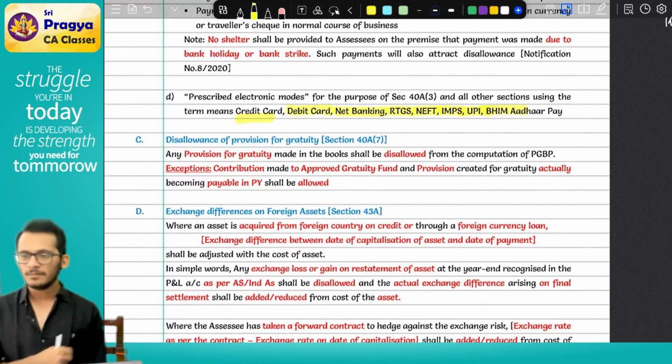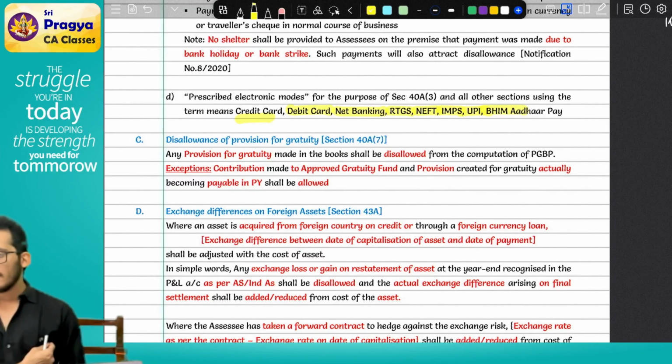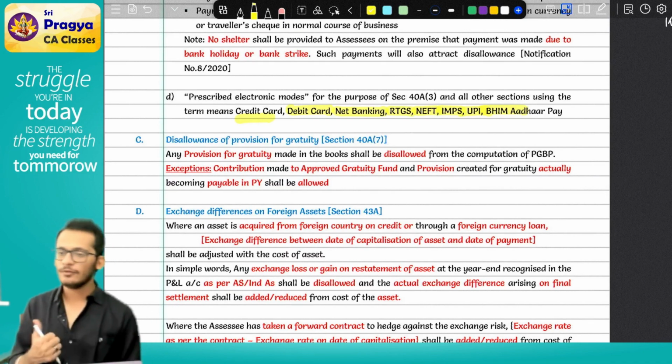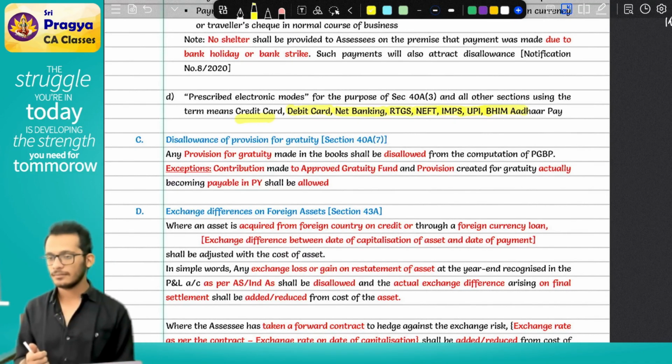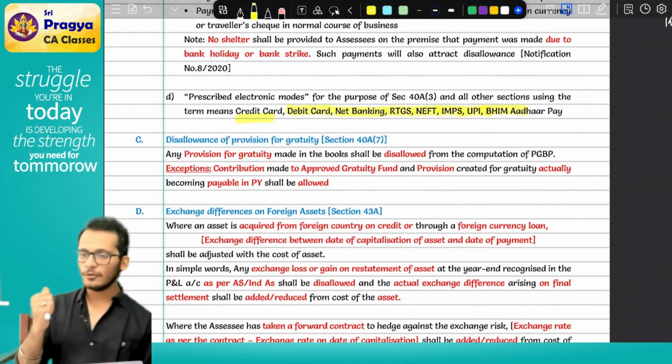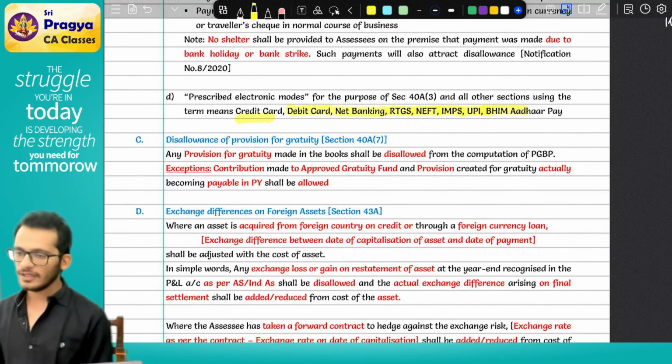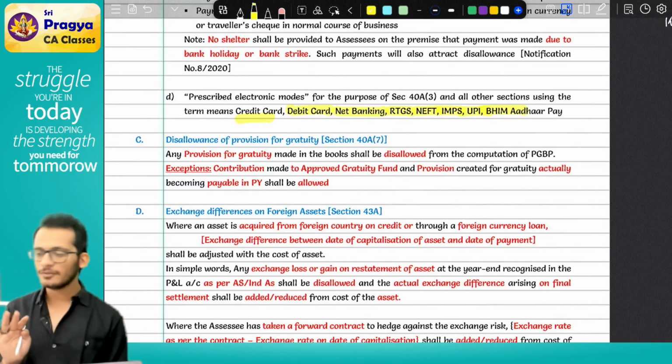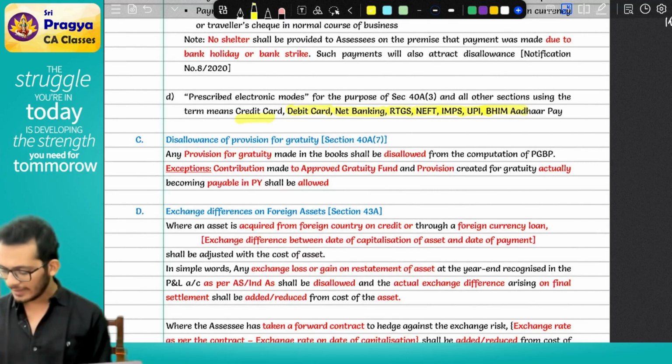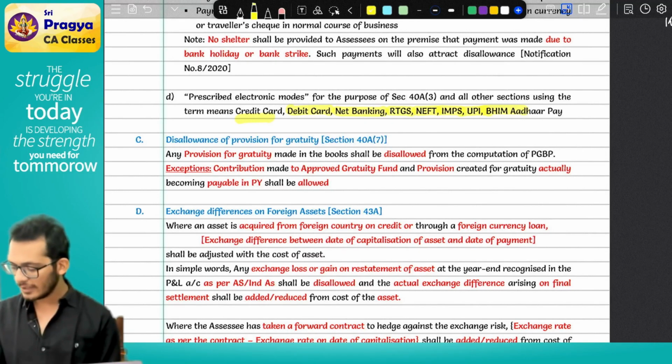Bhim Aadhaar Pay is something which has not been introduced yet, but the government has been deciding that in the future, if you have an Aadhaar card, using the Aadhaar card itself, you can make payments. So they are calling it Bhim Aadhaar Pay. Right now not introduced, but it is an exception. Yes or no? Yes. So these are the following modes given to you.